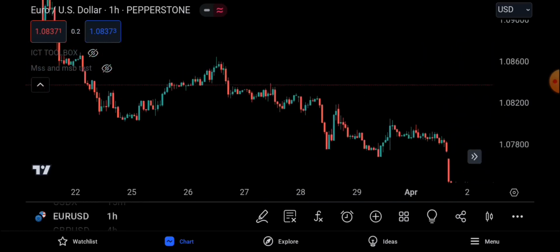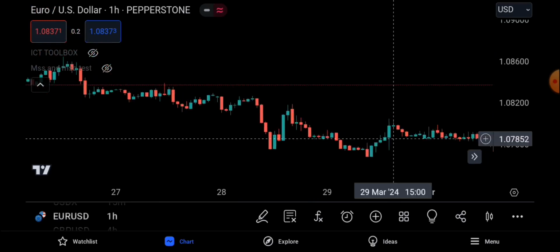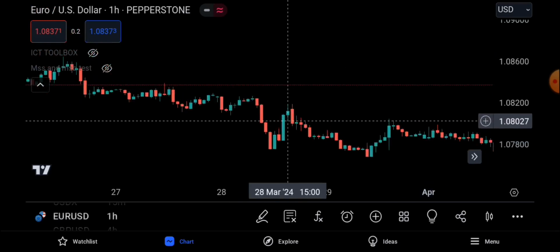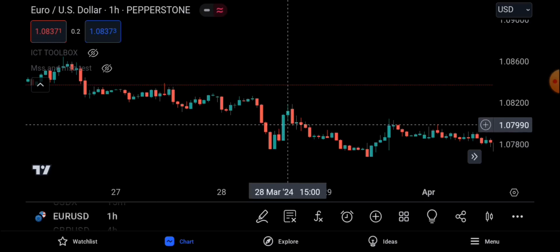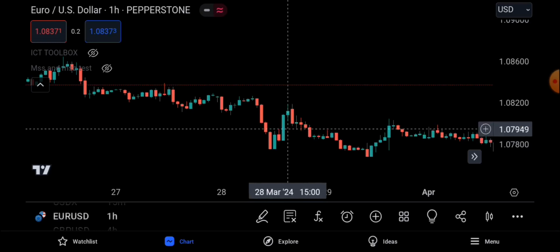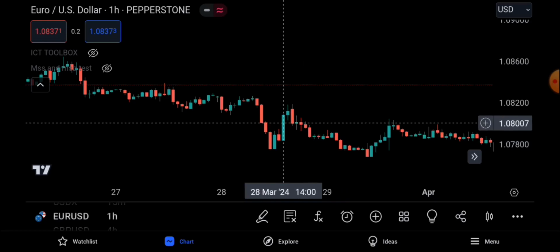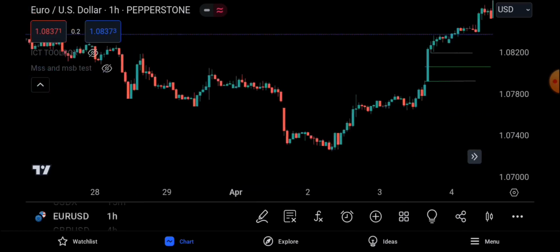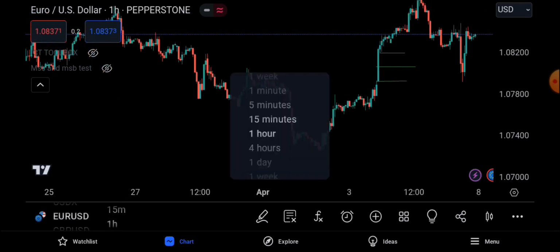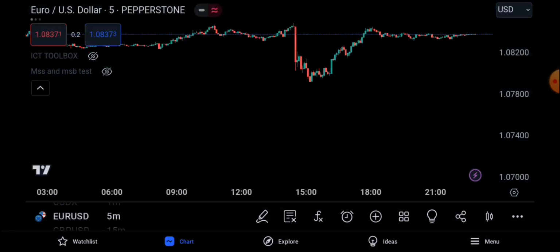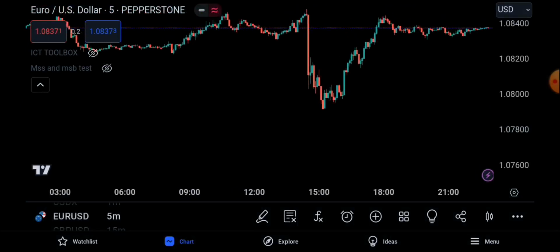Where else do we have a fair value gap? We have one right here and right there. We did try closing above the 50% line, but we ended up closing below it, invalidating this fair value gap. Alright, so let me try and see if I can find one that is actually valid. These ones are usually found, let me try the 5-minute, the intraday time frames.